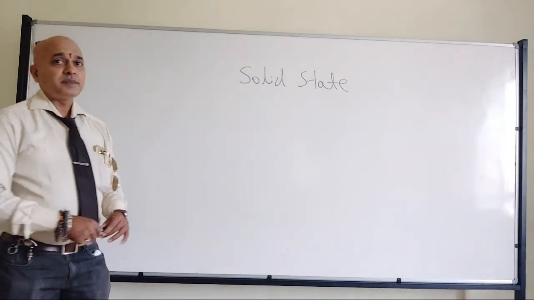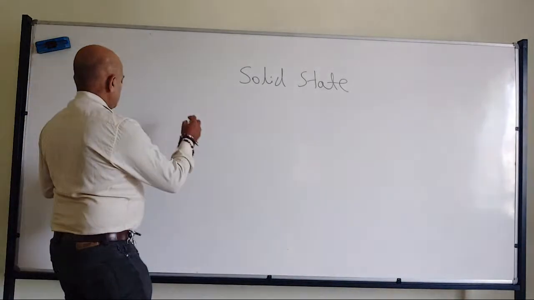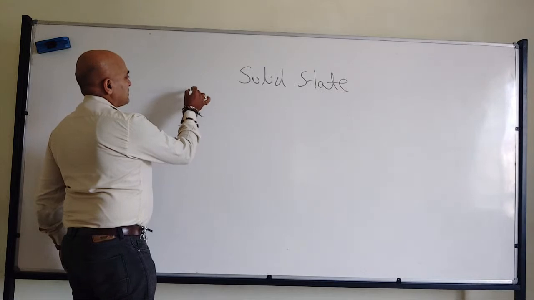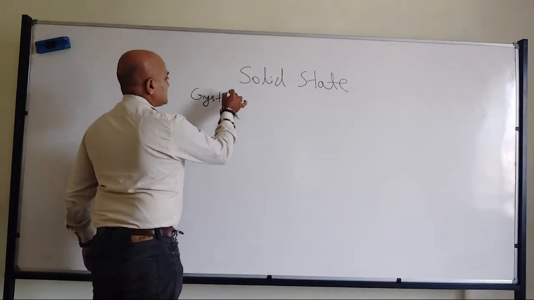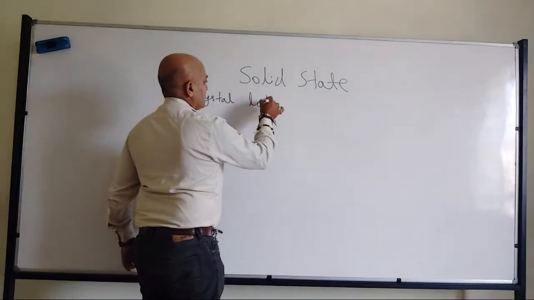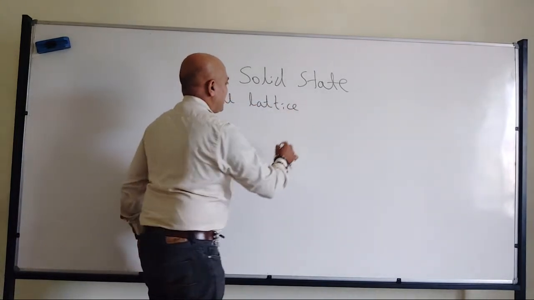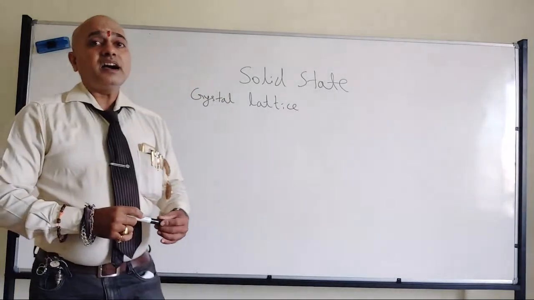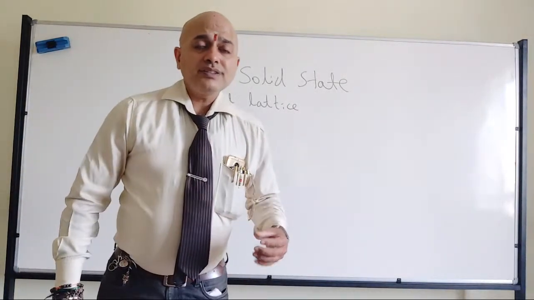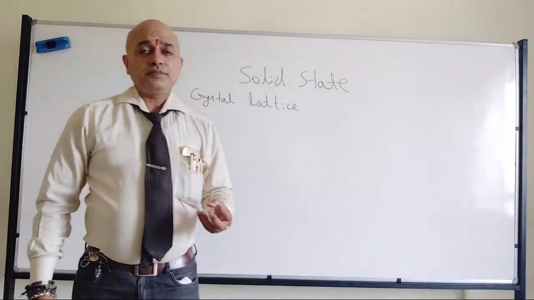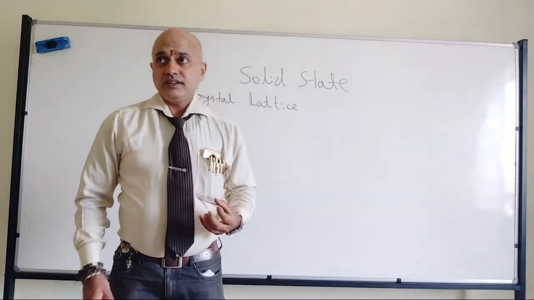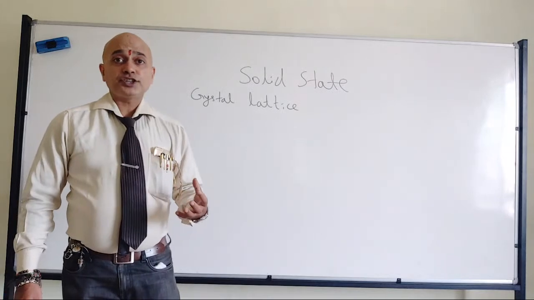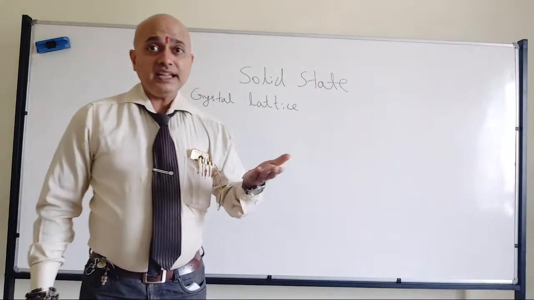Next concept. Now, when it comes to crystalline solids, we have a term called crystal lattice. Now, lattice is a regular term. Lattice is nothing but a mesh type of structure, a mesh which will be used as a filtering agent.